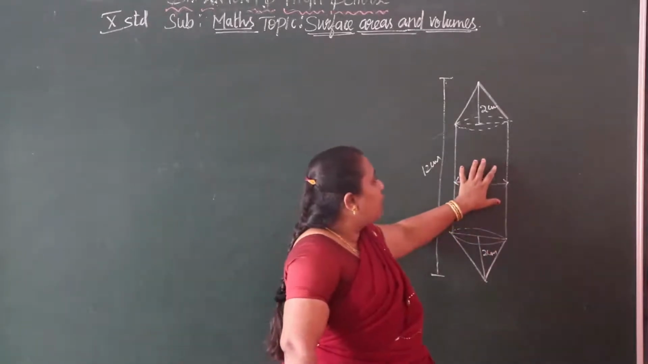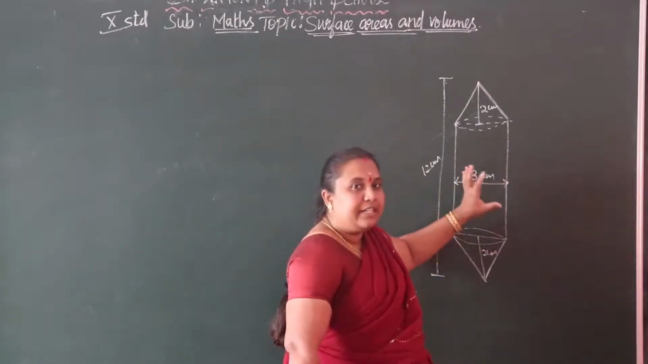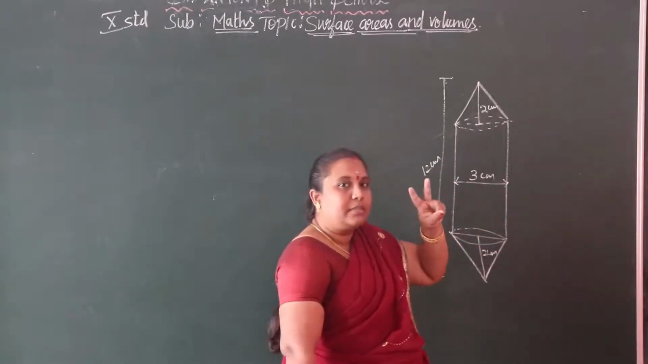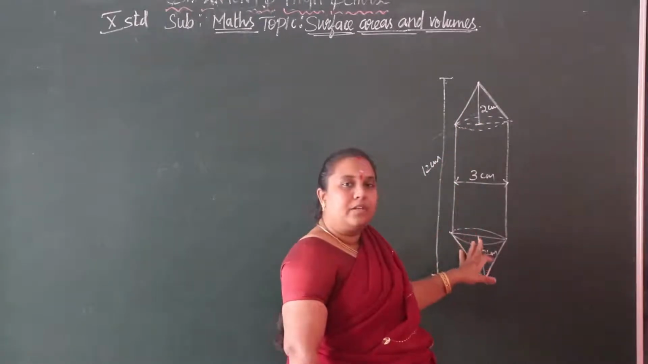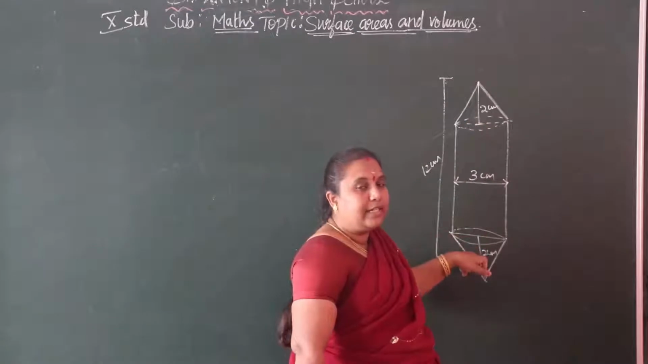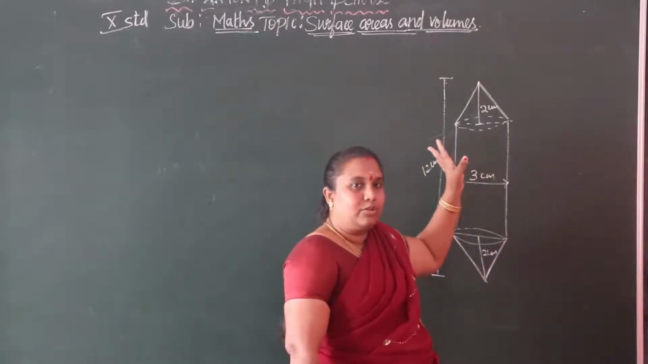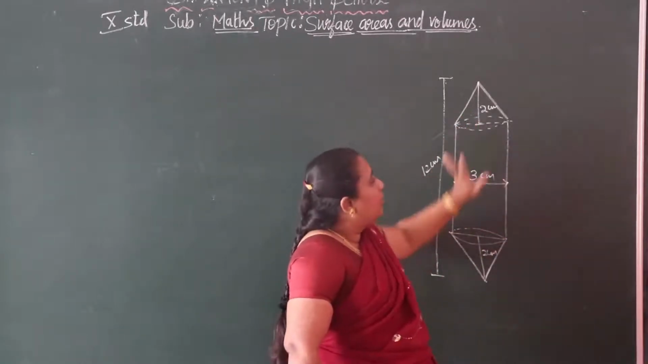First, we have to find the volume of the cylindrical shape. And then how many conical shapes do we have? Two conical shapes, right? The upper part of the cone and the lower part of the cone. So 2 times the formula of the volume of a cone. We have to find the volume of the cylinder and the volume of the cone.